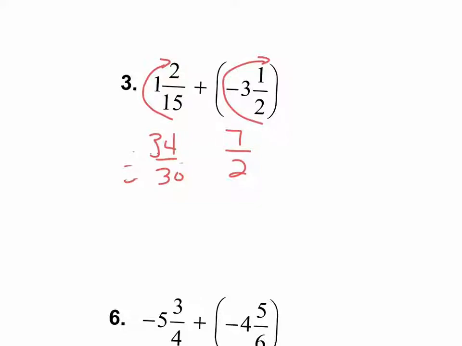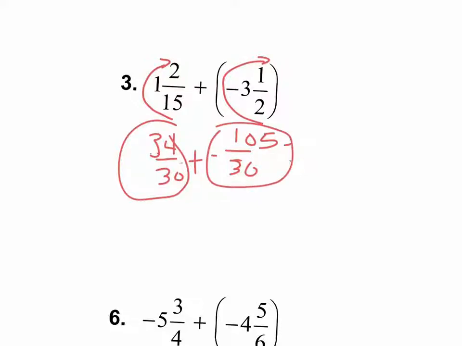And this is positive. And then I have a plus, a negative, and in order to get this to 30, I'm going to times this bottom by 15, and when I do the bottom, I have to do the top, so I'm going to take 7 times 15. 2 times 15 is 30. 7 times 15 is 105, so that goes on top, 105. Okay, so then we go ahead and circle our terms. So I have a 34 30ths positive and a negative 105 30ths.